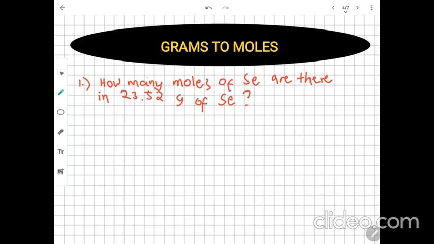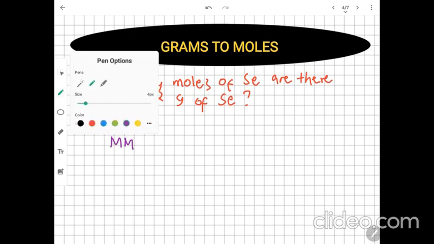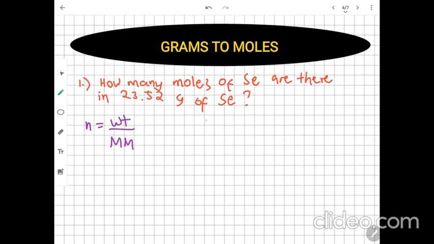Okay, so first let's get the formula for our moles. Let's write the formula. n is equal to weight over molar mass, right? And here we have 23.52 grams as our weight. The given weight in our problem is 23.52 grams. And for our molar mass, okay, we need to look at our periodic table.